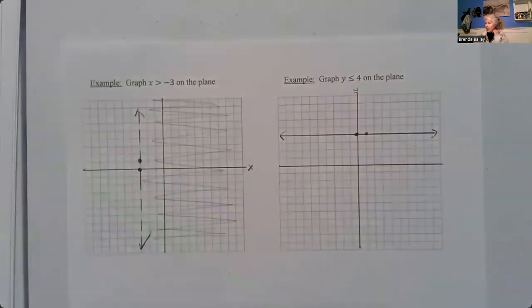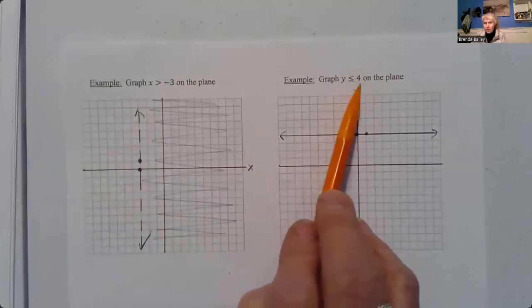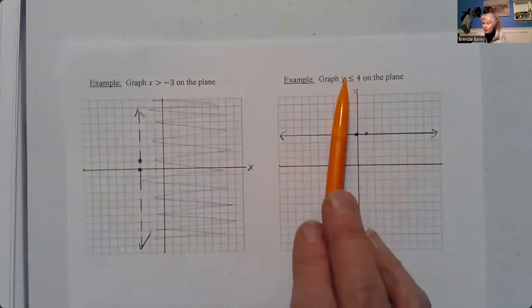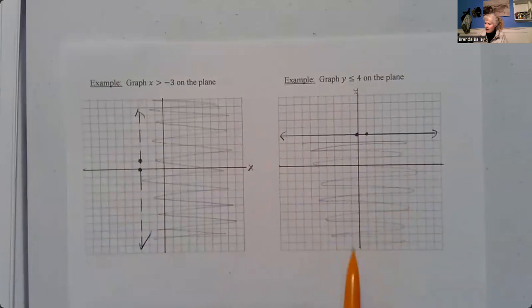And where do you shade? We want y's that are less than 4. Okay, this represents your 4. We want y's less than or below. So we'll go below. All of these would be your solutions. All righty, good.